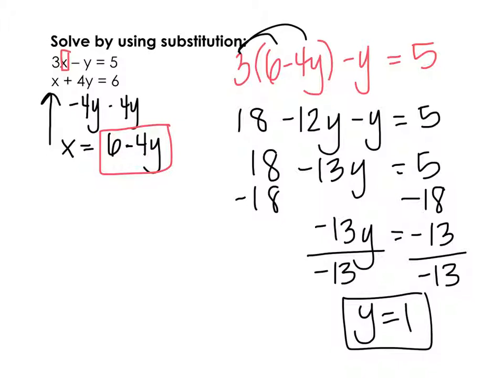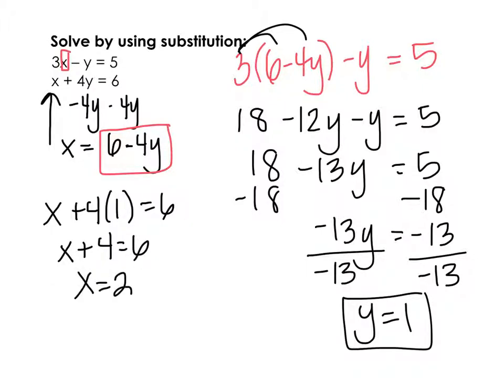Now I can plug it back into either original. So I'll say x plus 4 times 1 equals 6. So x plus 4 equals 6. That means x has to be 2. And now I have the ordered pair (2, 1).